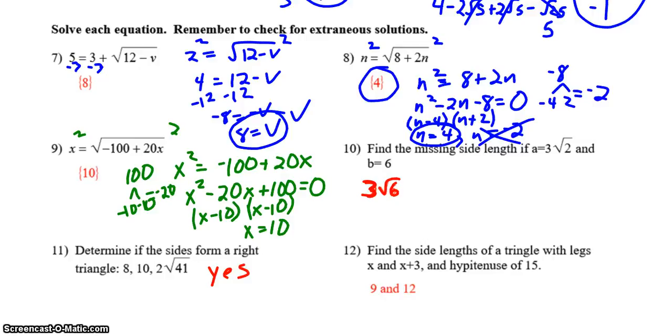In this case, when I plug in x as 10, it'd be negative 100 plus 200, which is 100, and the square root of 100 is 10, so it does work. My answer is x equals 10.